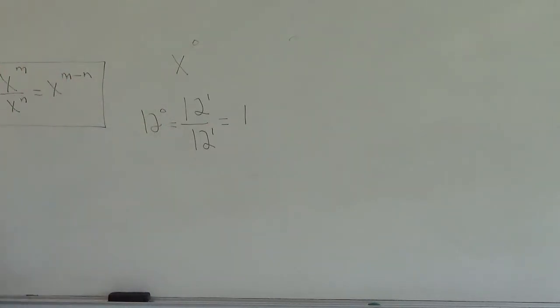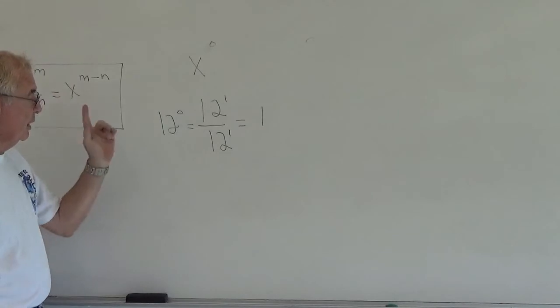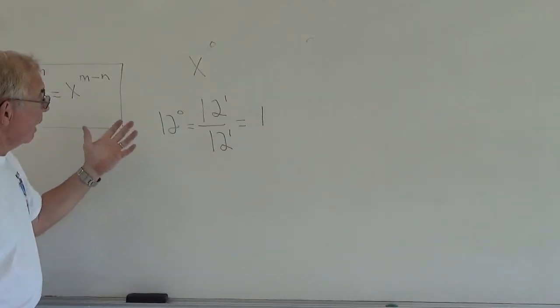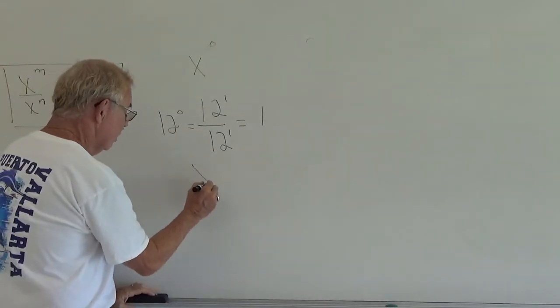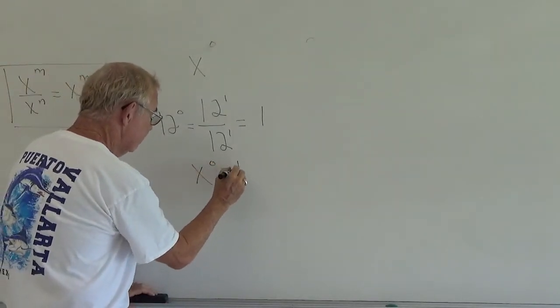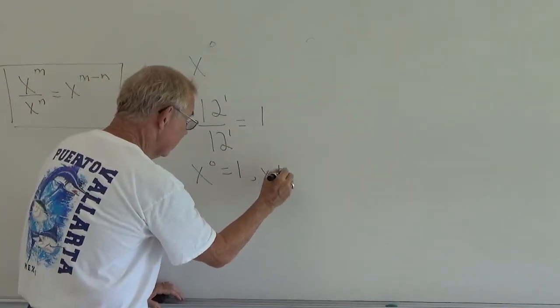Do you know any number other than 0 raised to the 0 power is 1? Sometimes I ask a student, try it, take your calculator, raise a number to the 0 power. Just don't let it be 0. So they would say 500 to the 0 power, it's 1. Pi, the number pi to the 0 power, it's 1. So what's the rule? Any number to the 0 power is 1, provided x is not 0.